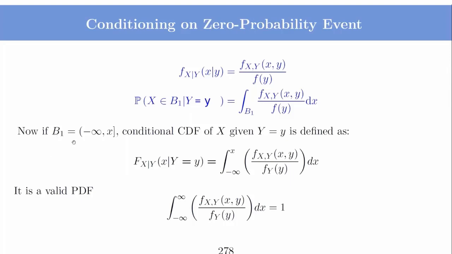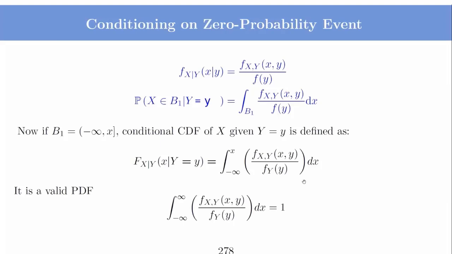So if I take b1 from minus infinity comma x, this will give you the CDF, because here I am calculating the probability that x belongs to minus infinity comma x, which is the same as the probability that x is less than or equal to small x. And that is given by the integration of the density from minus infinity to x. Okay, and here we denote the conditional CDF, the conditioning CDF of x given y, when the value of y is equal to y.